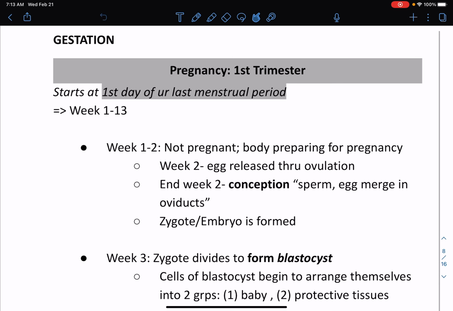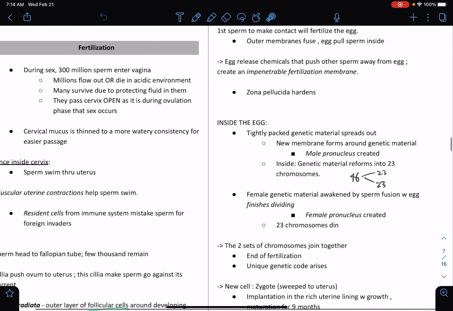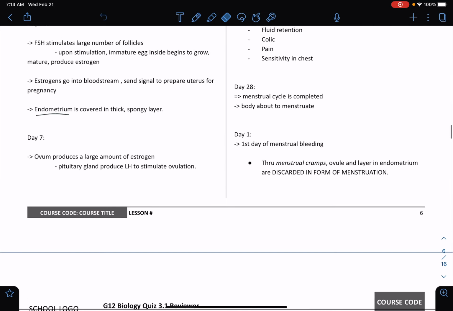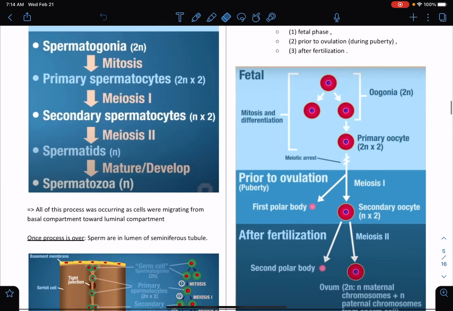First trimester, this starts at the first day of your last menstrual period. So this is between weeks 1 to 13. Week 1 to 2, you're not pregnant. Your body is preparing for pregnancy. And for week 2, the egg is released through ovulation. This is when we see the egg coming from the follicle of the ovary.